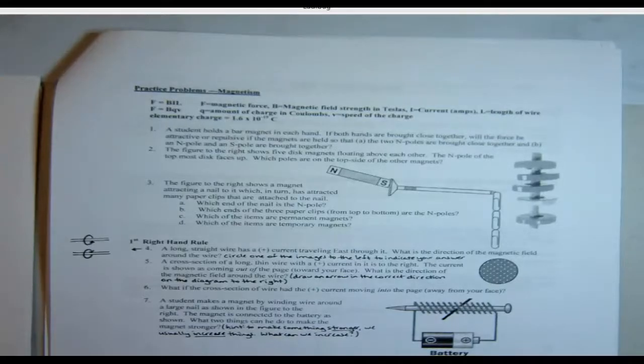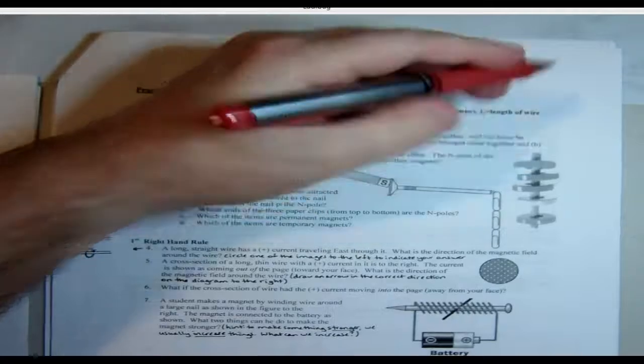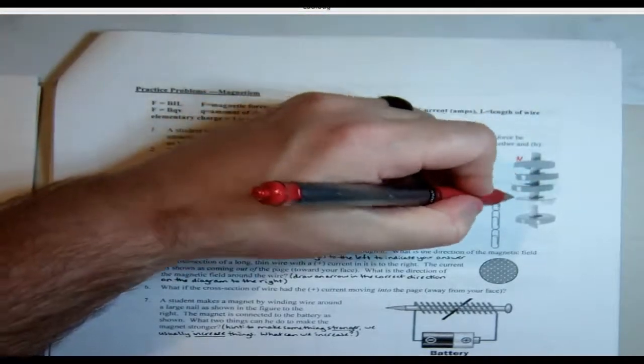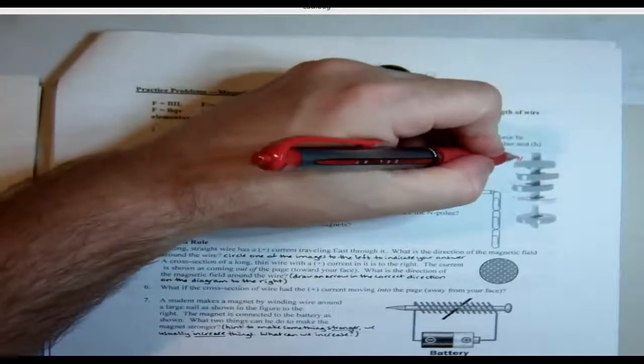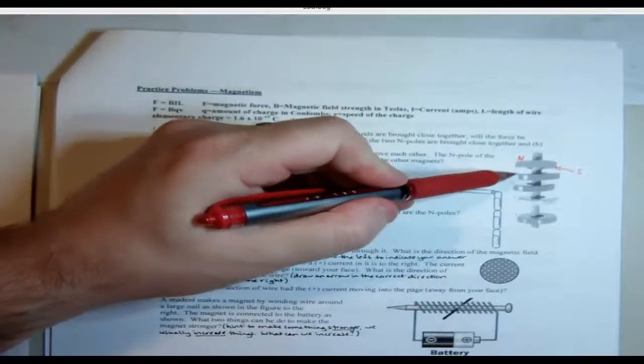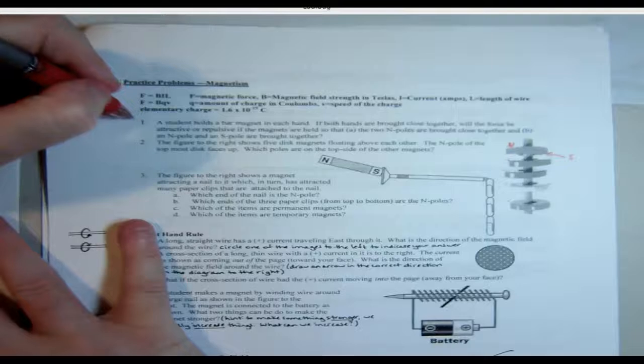The North Pole, the topmost disk faces up. Which poles are on the top side of the other magnet? Okay, so all you're doing is labeling the top side poles. So if this top side they told us was north, what does this have to be? Now remember, if the top side of this one's north, that means the bottom side of this one has to be south. But all they want us to label is the top side of each. So remember number 1, what we just did, and use that to figure out each.